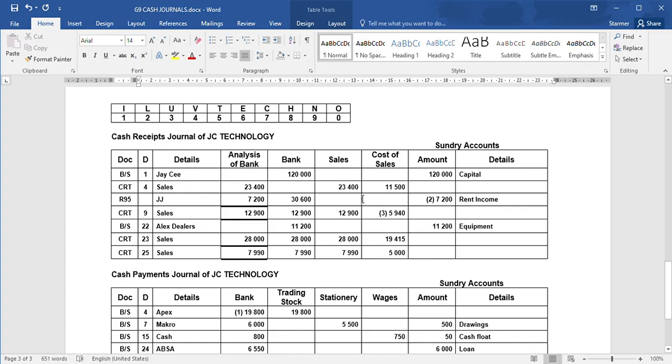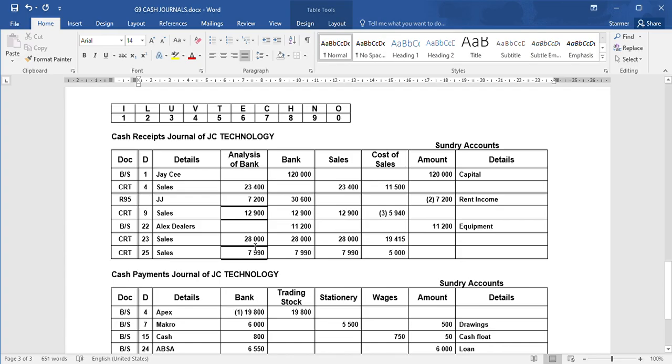You need to record selling price and cost price when you are selling goods so that you can work out your profit. Now the amount that would be received here would actually be your selling price. So under analysis of bank, because the people in your business, when they give you the money, is 23,400. Now you will notice that I did not put that in the bank straight away.